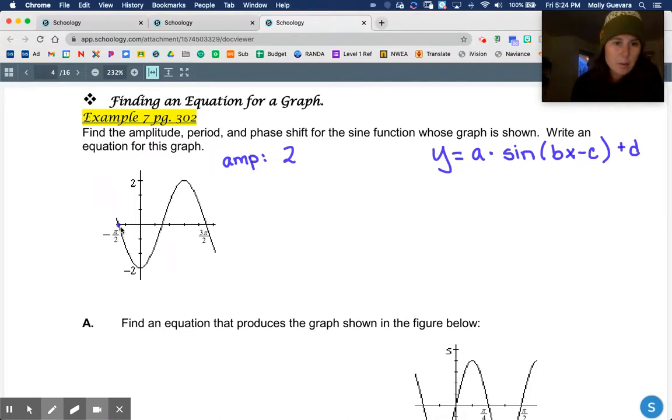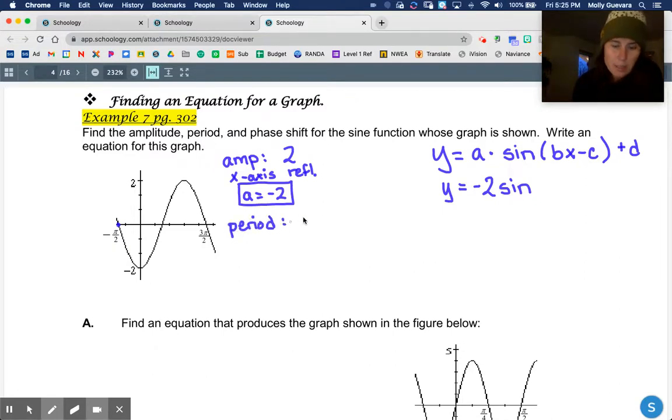Also, here's my starting point for the sine graph. A normal sine graph goes up. This one goes down. So that tells me that there's also an x-axis reflection. So because of those two things, I can say that A is -2. So the A value in this equation is going to be -2. Let's just fill it in as we go. So I know it's going to be -2 sine of something, right? The next thing I want to figure out is the period. So typically, right, the period is 2 pi divided by b.